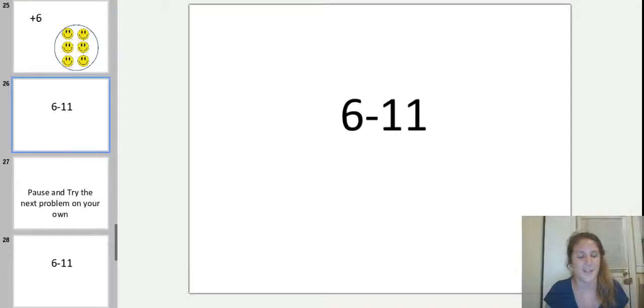This one's on you. 6 minus 11. I want you to pause the video where you're at and try and solve 6 minus 11. If you think you can do it in your head, keep it going. If you want to draw it out to double check, that works too. Whatever method you need to use to solve it, you can use it.